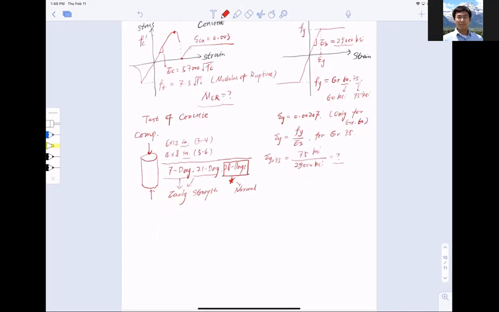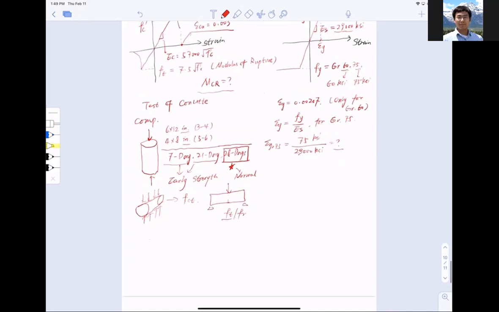And so is the split cylinder testing for tensile. If you were to use this, what we call f_ct. And also for beams, this is f_t or f_r, the modulus of rupture. Be careful.